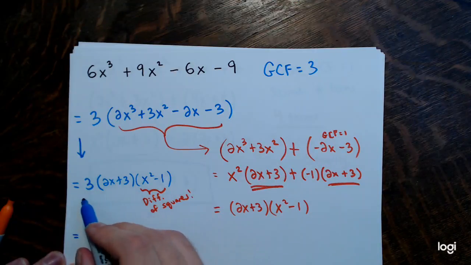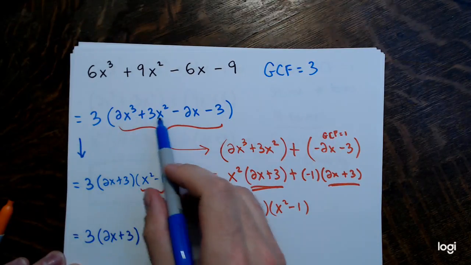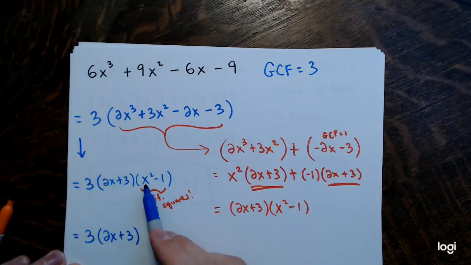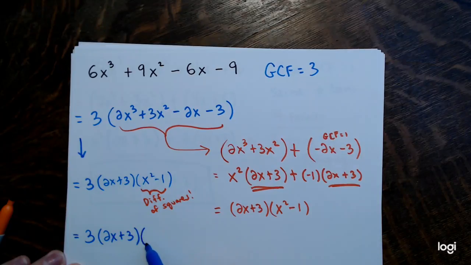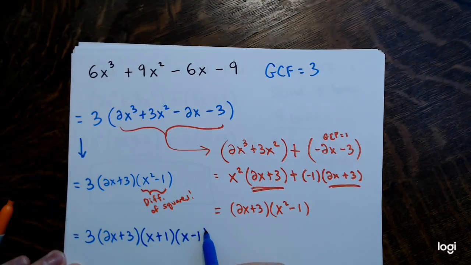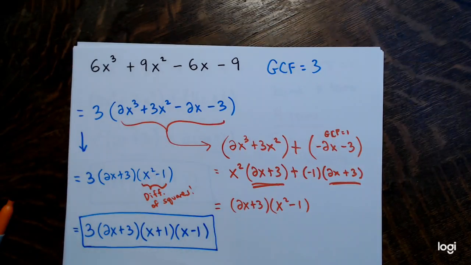So when all said and done, finally, we have the 3 that we pulled out earlier, times, and then the 2x plus 3 was one of the factors of the next thing, right? This guy here, times, and then x squared minus 1, difference of squares, that can break down even further to x plus 1 times x minus 1, and now all these are degree 1 or lower. This is as far as I can go. That is factored completely.